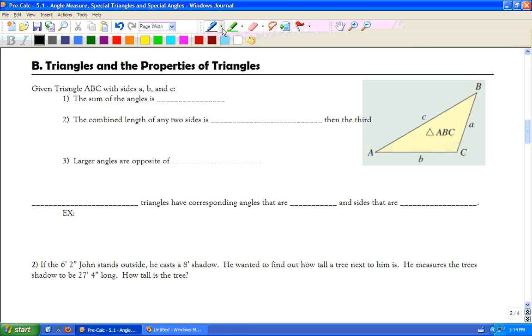Welcome back, pre-calculus students. Just like last time we looked over some basic ideas of angles, we're going to review some basic triangle information before we start introducing any wholeheartedly new material. Given any triangle ABC, let's notice a couple of things.